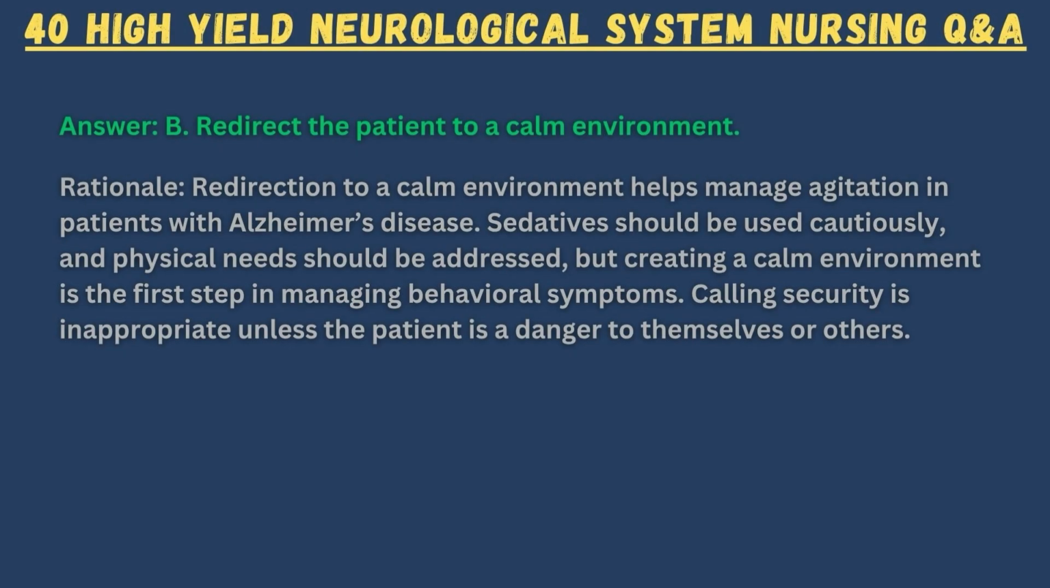Answer. B. Redirect the patient to a calm environment. Rationale. Redirection to a calm environment helps manage agitation in patients with Alzheimer's disease. Sedatives should be used cautiously, and physical needs should be addressed, but creating a calm environment is the first step in managing behavioral symptoms. Calling security is inappropriate unless the patient is a danger to themselves or others.